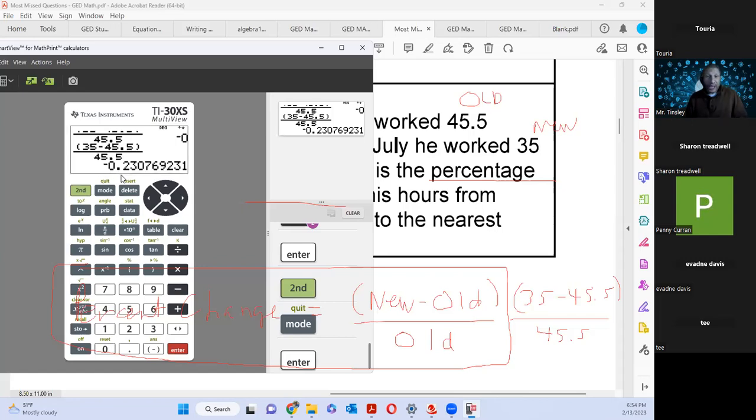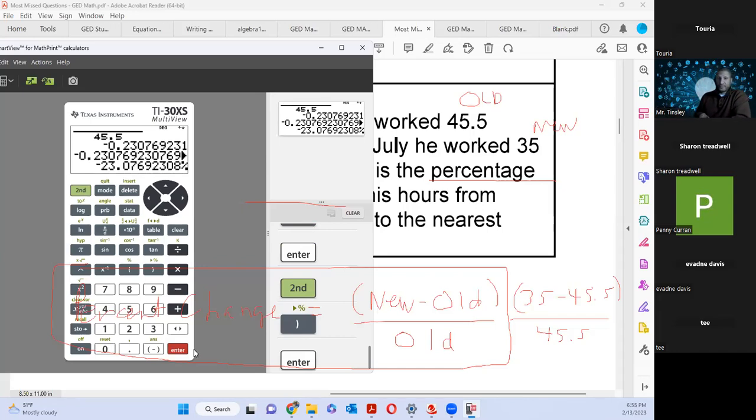So now I'm gonna change this to a percent. Let the calculator do it for you. Let it change to a percent. So if I round that off to the nearest percent, it decreased by 23%. Does everybody understand that? Yes. This is a percent change problem.